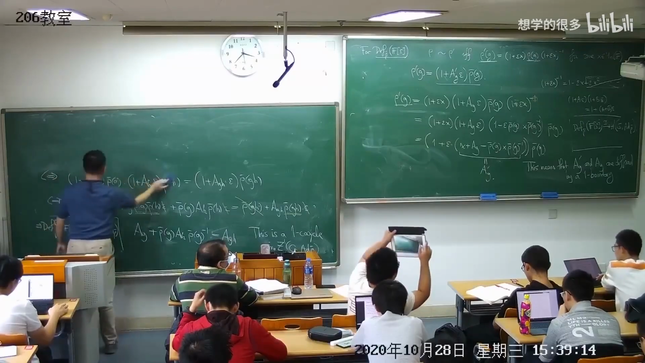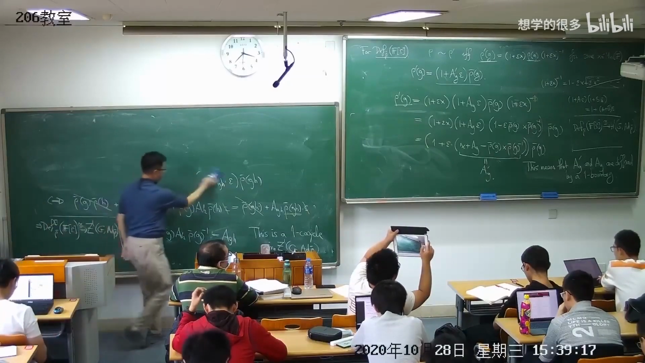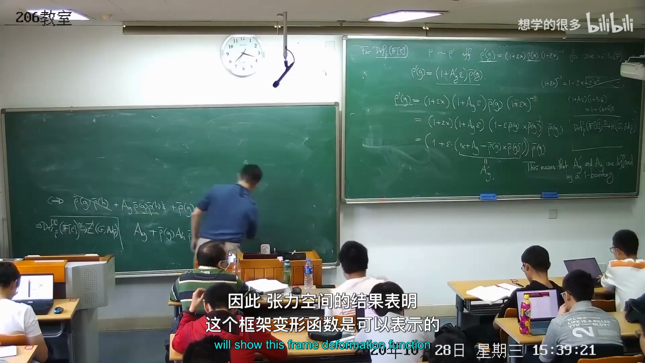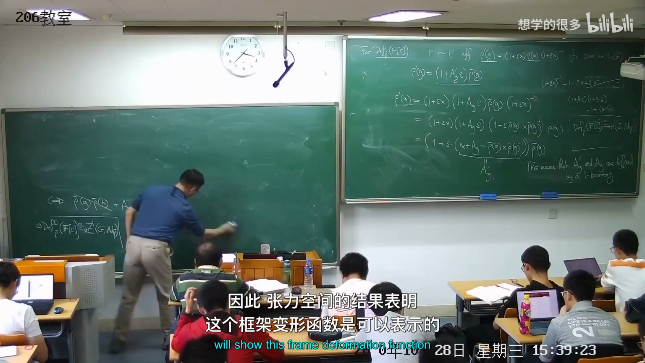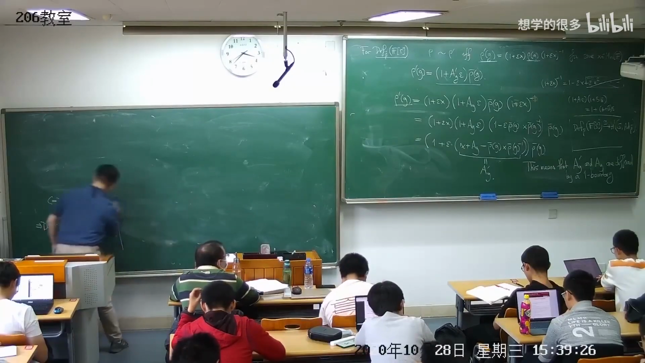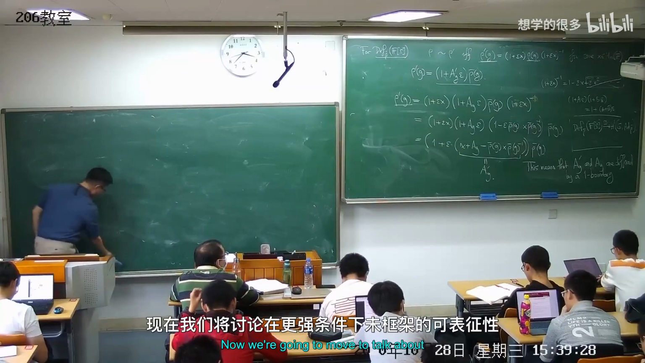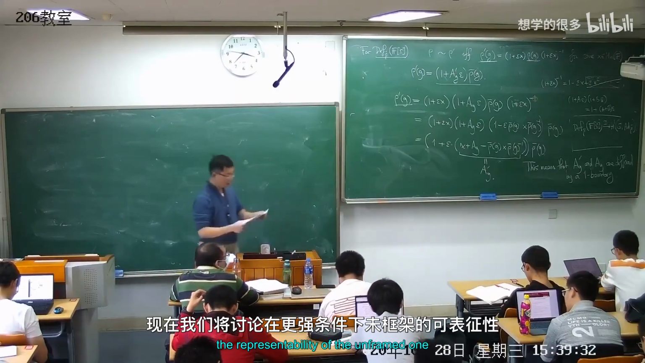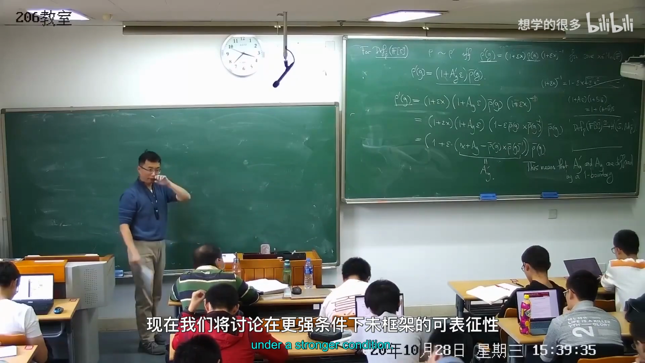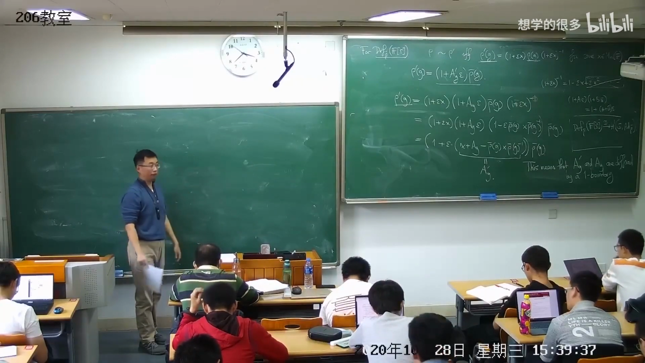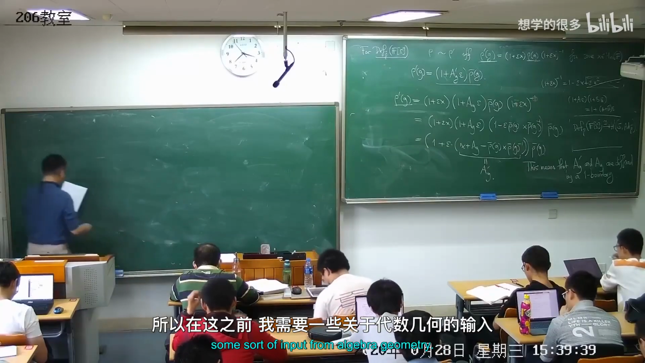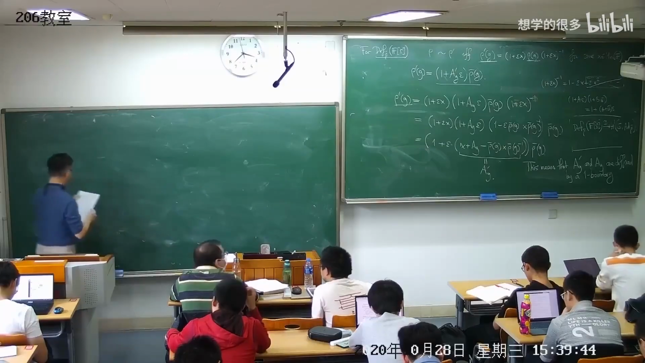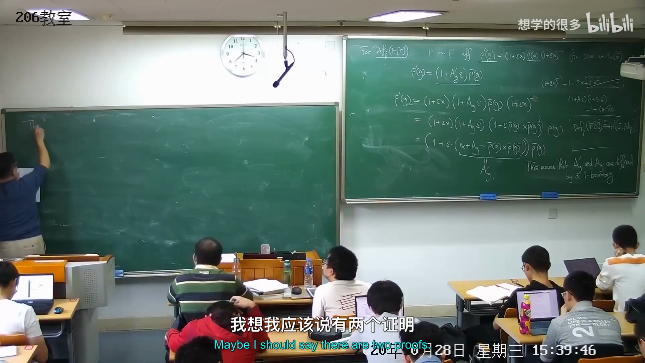So now let's settle the. So the findings of the tangent space will show that the frame deformation functor is representable. Now we're going to move to talk about the representability of the unframed one under a stronger condition. But before that, I need some sort of input from algebraic geometry. I mean, maybe I should say there are two proofs.